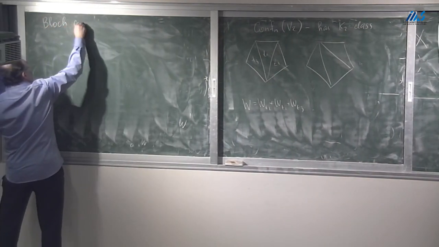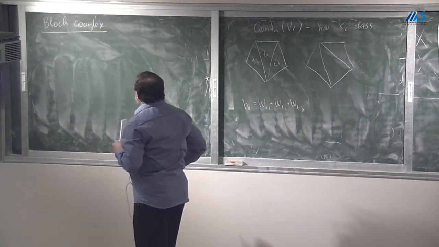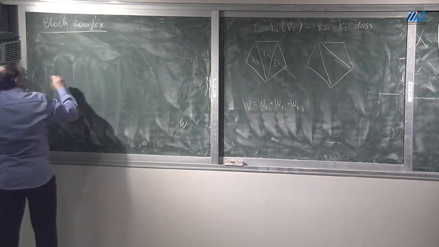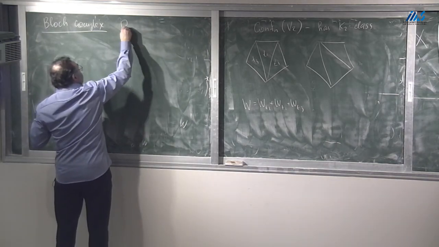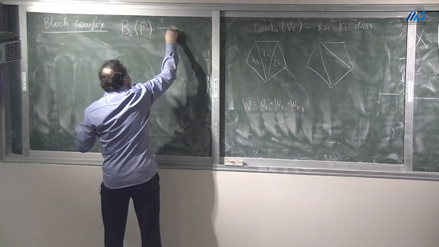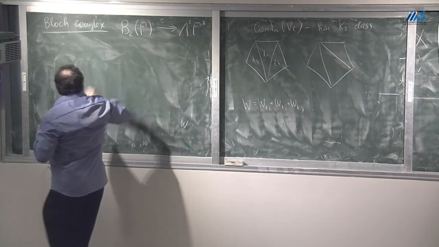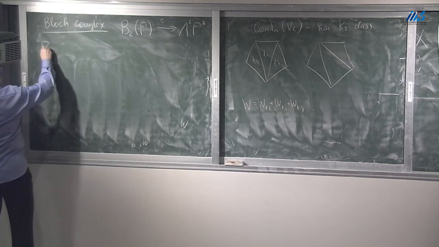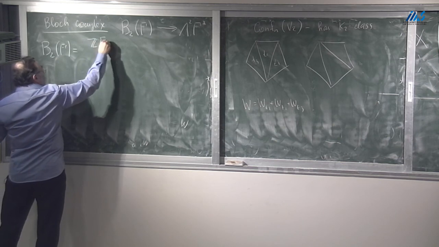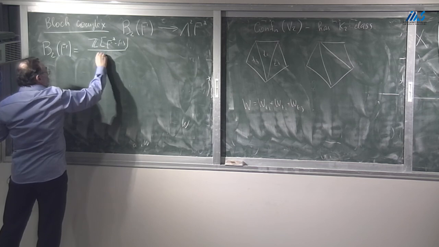Bloch complex. It's a complex which was essentially introduced by Spencer Bloch. And it's defined as follows. So it looks like that. We want to define a subgroup which is called B2, the Bloch group. And we want to map it to the group which is wedge 2 of F star. And how we define this group: we say that B2 of F is a quotient of the free abelian group generated by F star, let's say minus 1, by a certain subgroup.